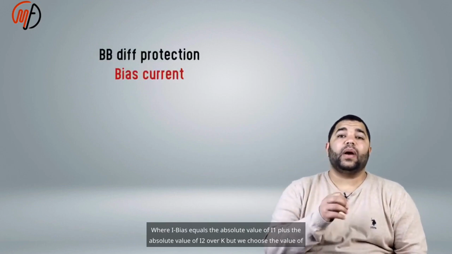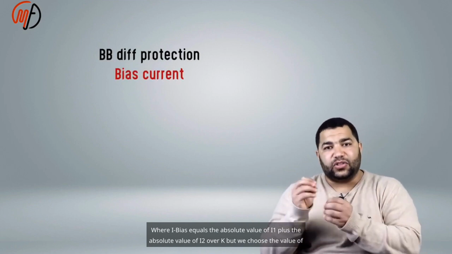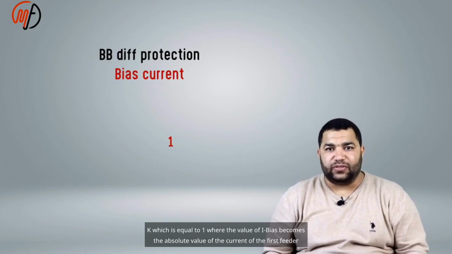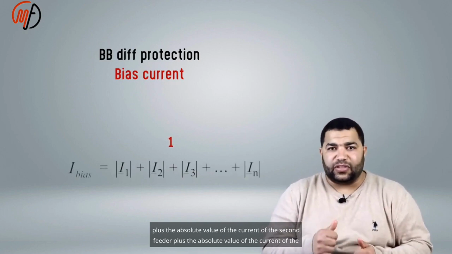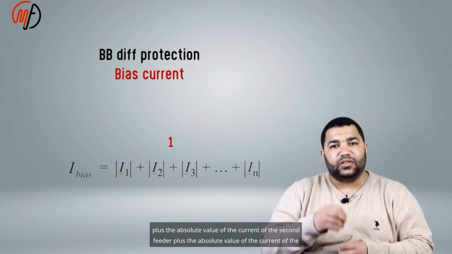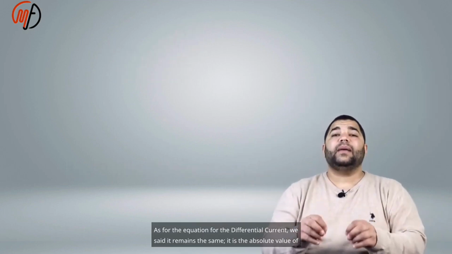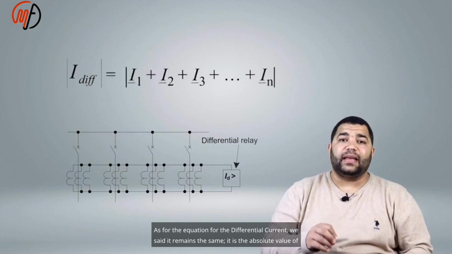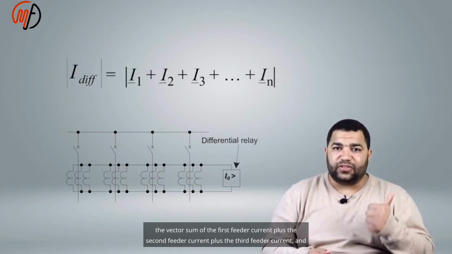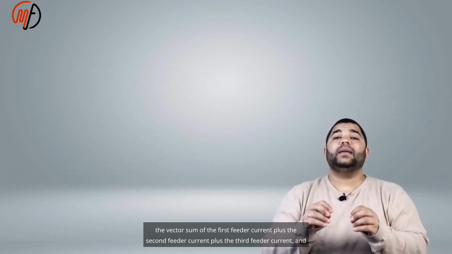Where I-bias equals the absolute value of I1 plus the absolute value of I2 over K, but we choose the value of K, which is equal to 1, where the value of I-bias becomes the absolute value of the current of the first feeder plus the absolute value of the current of the second feeder plus the absolute value of the current of the third feeder, and so on. As for the equation for the differential current, we said it remains the same. It is the absolute value of the vector sum of the first feeder current plus the second feeder current plus the third feeder current, and so on.